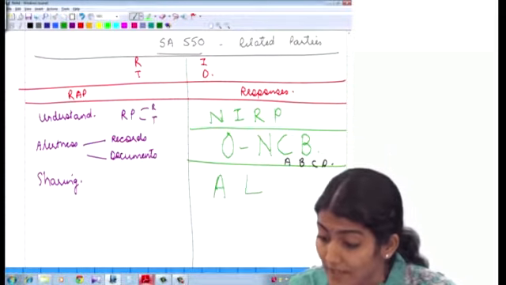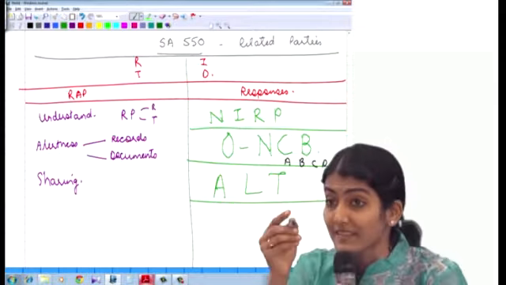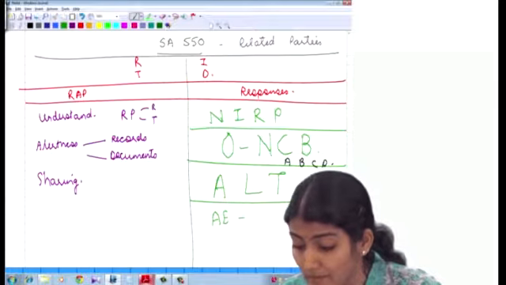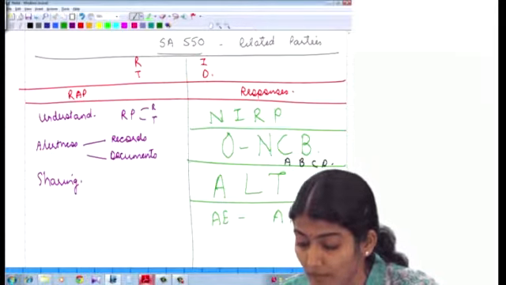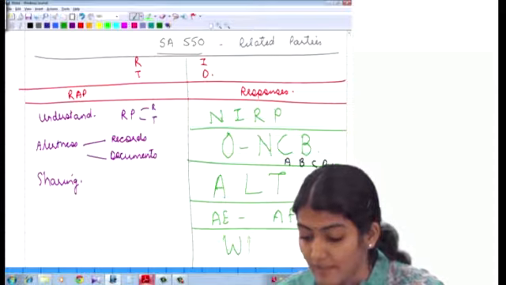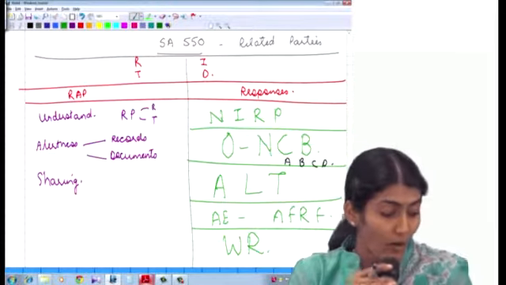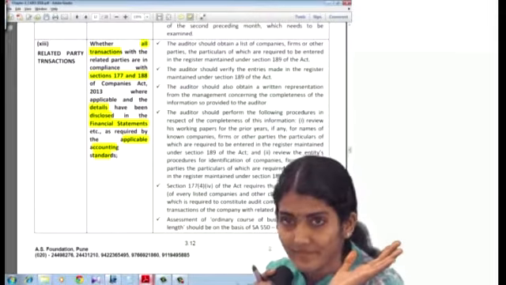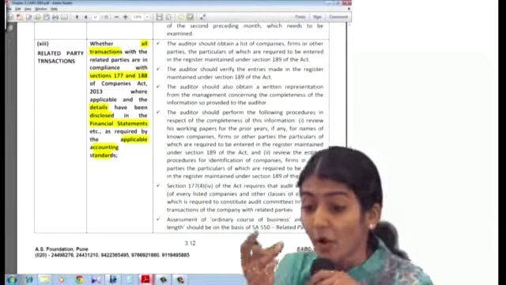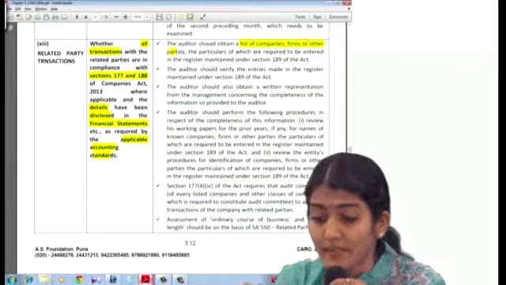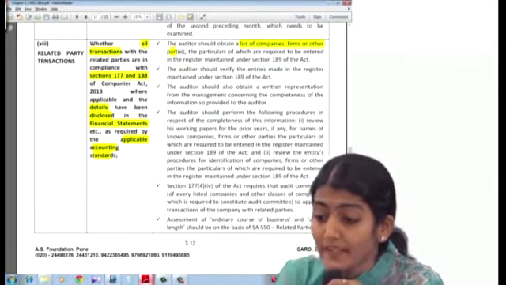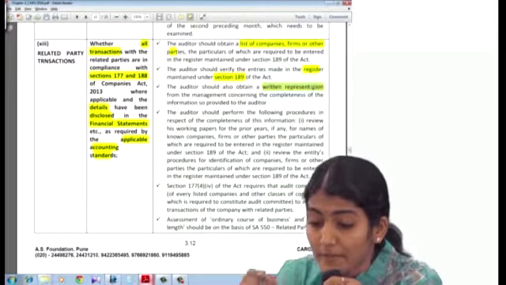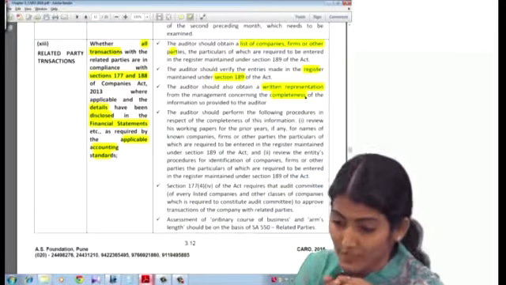Next one. Related party transaction, are they the arm's length transaction? Then after that, next one. Audit evidence about disclosures in accordance with the AFRF and written representations from the management. All these points have been written in the audit procedures over here. You understand? Obtain a list of companies, firms or other parties. Verify the entries made in the register maintained under 189. Obtain a written representation for the completeness of the information.